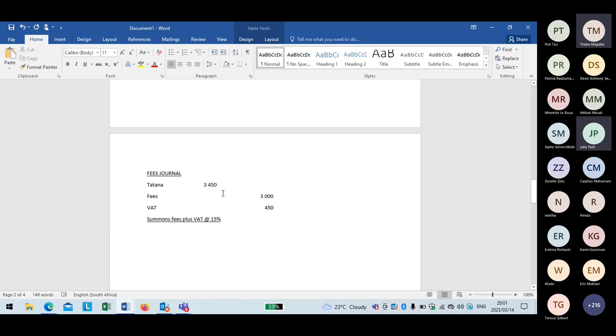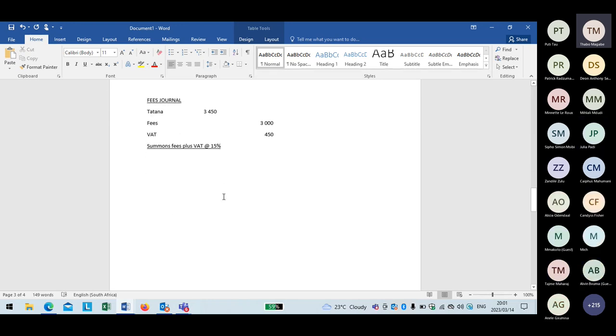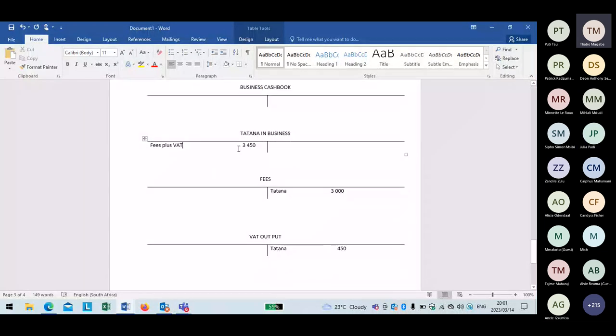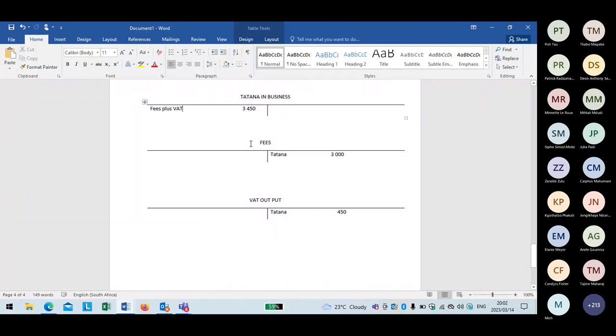Yes. And when we post from the journal to ledgers, we must not change anything. What is debited remains debited, and what is credited remains credited. Tatana in business is debited on the fees journal. And here we have Tatana debited with 3450. Do you see? Our narration here is fees plus VAT. The fees account was credited on the journal, and it is also credited on the ledger here. The same goes for VAT. It's credited both in the journal and in the ledger. Do you follow, sir?